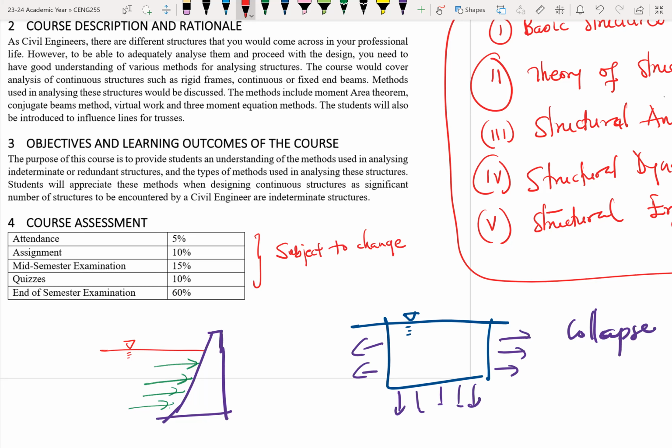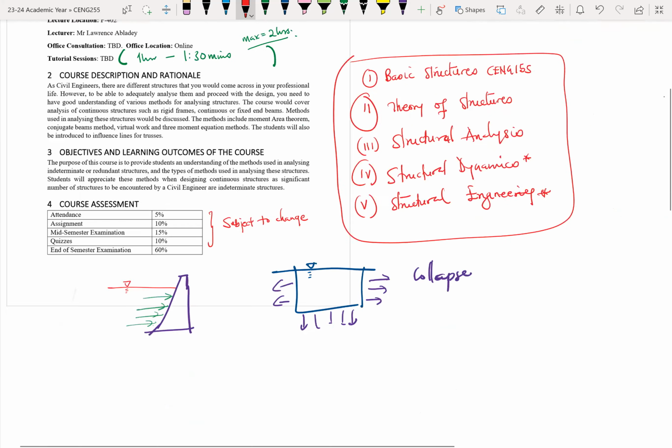Since this is mostly a structural analysis course, questions, examples, tutorial questions, they would most likely be heavily calculation based, right? It doesn't mean that all questions will be calculation based, but about 90 or so percent of the material that we would work with are typically calculation based. Okay.